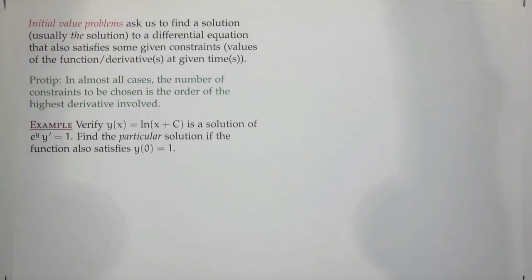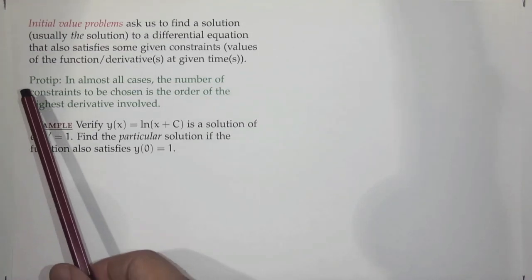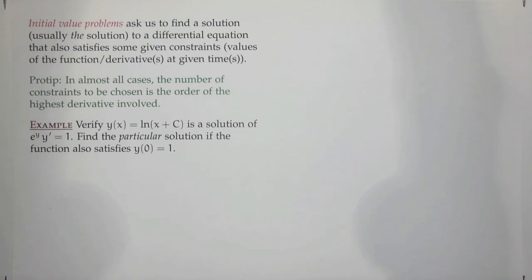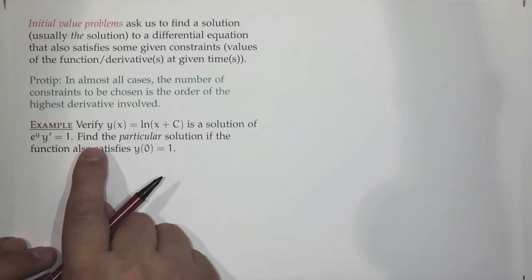So let's go through and do an example. Now, I should note there's a little pro tip here. The number of constraints, or if you like, the number of constants, should almost always correspond to the number of derivatives. It's a really exceptional case when it doesn't. So if it's a first order differential equation, you should have one derivative, which means you have one constant. Second order differential equation, two derivatives, two constants, so forth and so on. Okay, so we'll do this one a little bit quicker.